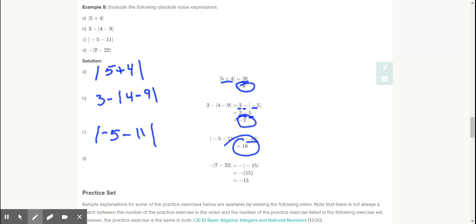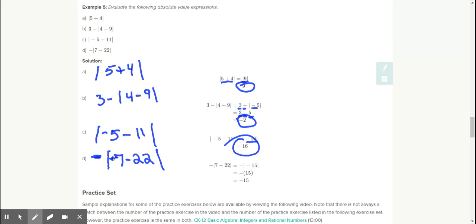And for D we have the absolute value. Oh, we have a negative. Now this is the catch. The negative is on the outside. It's not part of the absolute value. Only the things in the brackets are part of the absolute value. So inside the brackets, I have 7 minus 22. 7 is a positive.